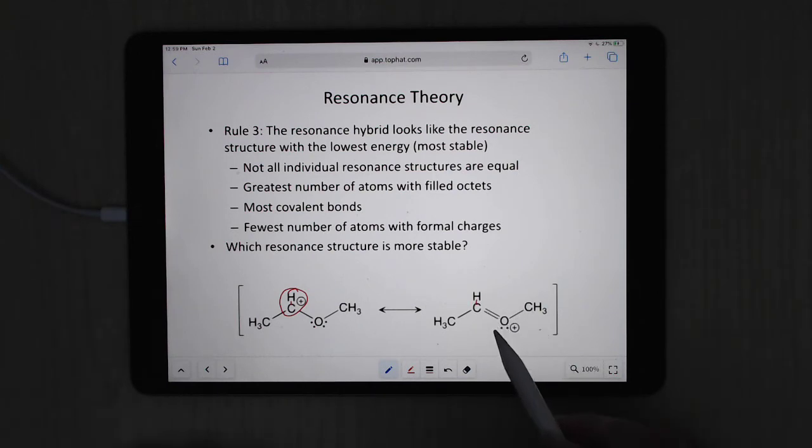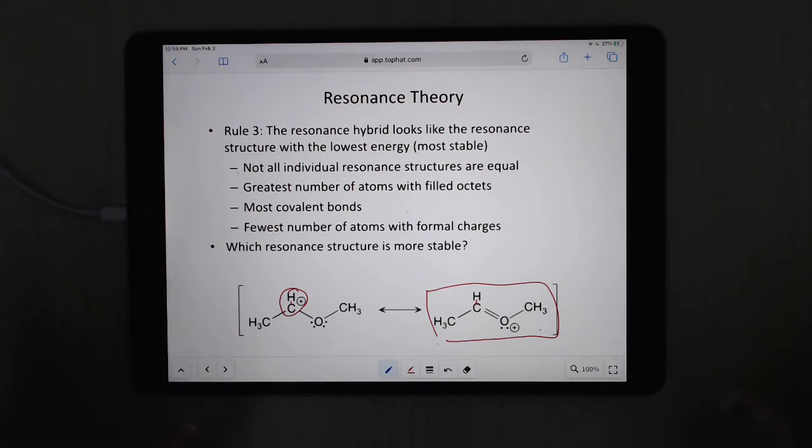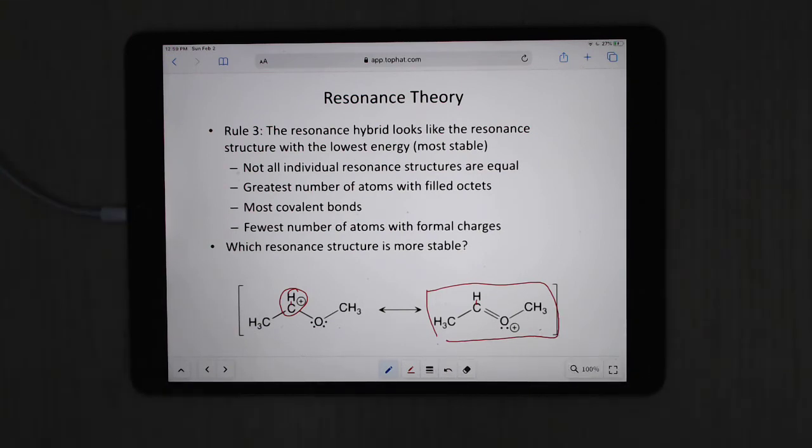This oxygen here also has its octet filled. Yeah, it's charged, but it's 1, 2, 3, 2, 4, 6, and then the 8 from the lone pair. So this one is the more stable of the two. Even though oxygen has the positive charge, this is more stable because everybody's got their octet, we have the most bonds, and everybody's generally happy.